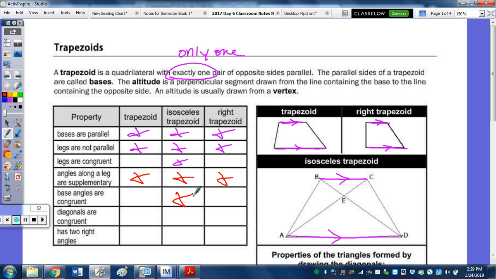In diagonals congruent, they're only congruent in one. You can draw the diagonals or sketch them if you want. They're only congruent in one of the three trapezoids. Which one? Isosceles. And then has two right angles, that's going to be your right trapezoid. Okay.